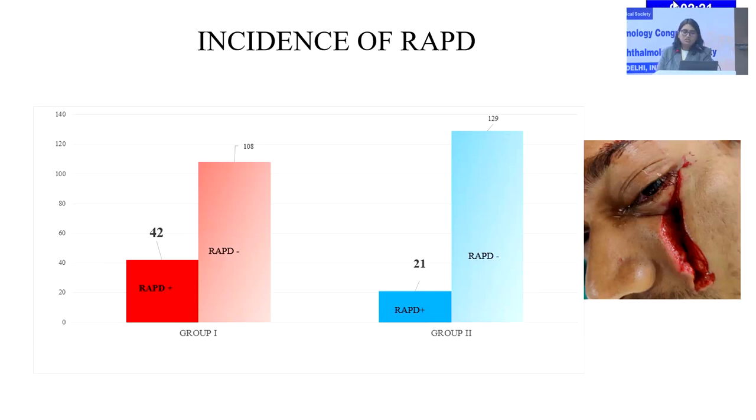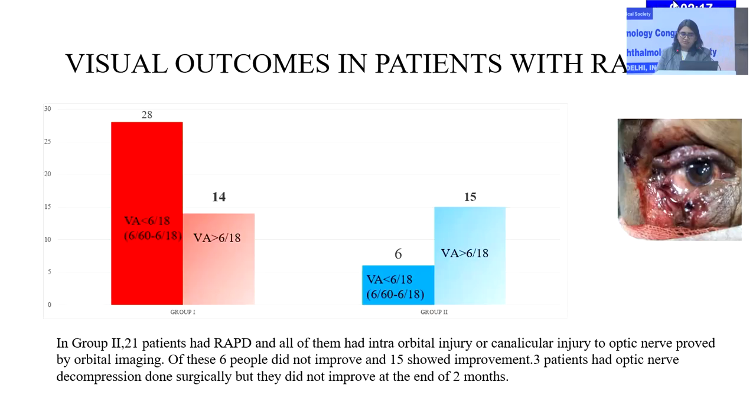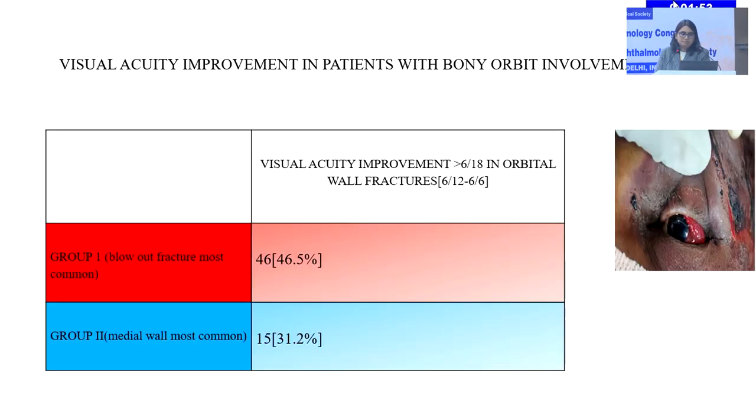Incidence of RAPD was also taken into account. In group 1, 42 patients presented with it, whereas in group 2 it was 21. Further, we analyzed how RAPD affects the visual outcomes. In group 2 the total was 21 patients, and it was an intraorbital or canalicular injury to the optic nerve. Of these, 6 did not show any improvement and 15 showed improvement. Optic nerve decompression was done surgically, but visual outcomes did not improve in 2 patients.